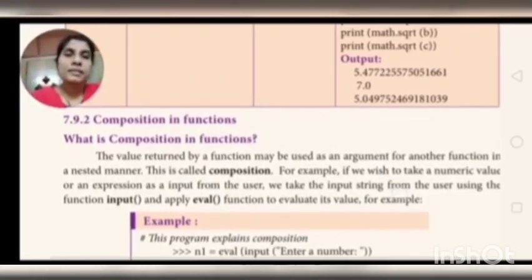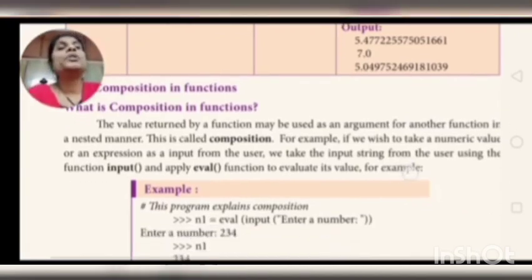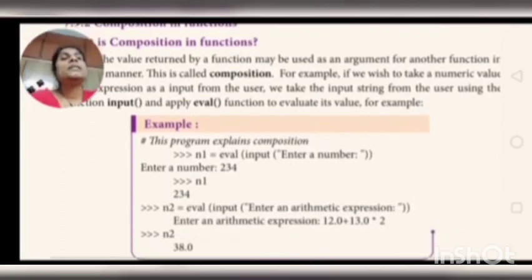Next, let us see about composition in function. Composition in function means one function will return some value and that value will be used as the argument by another function. This is called composition in functions. So in this example, you can see that this input function returns some value. This value is used as an argument by the eval function. So this is an example for composition.